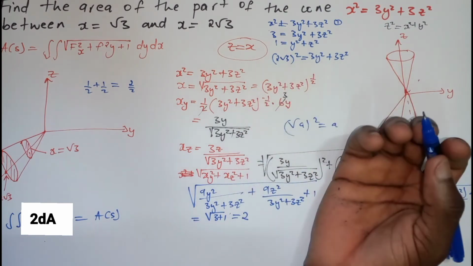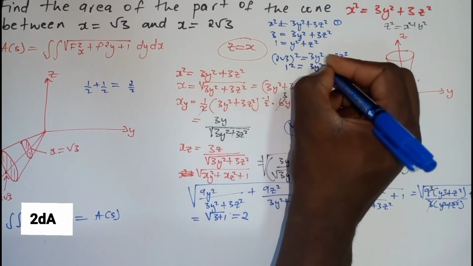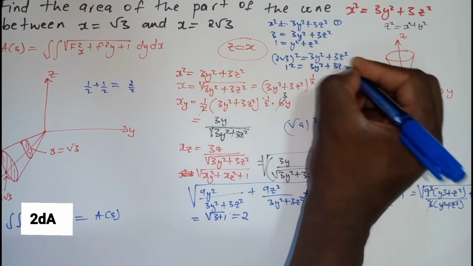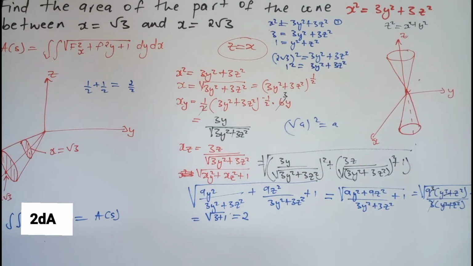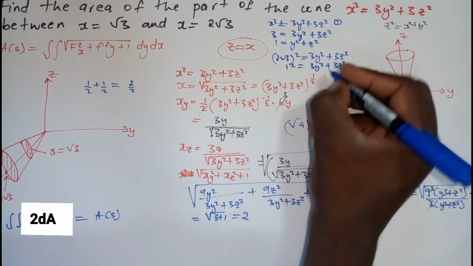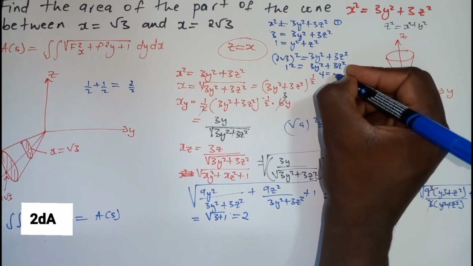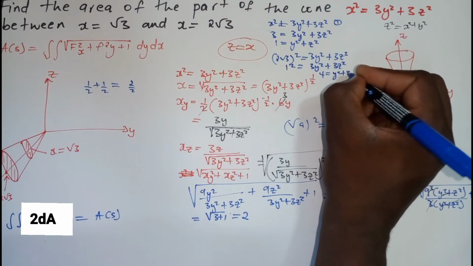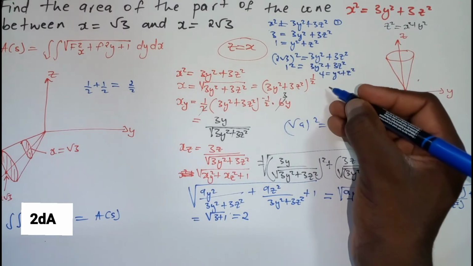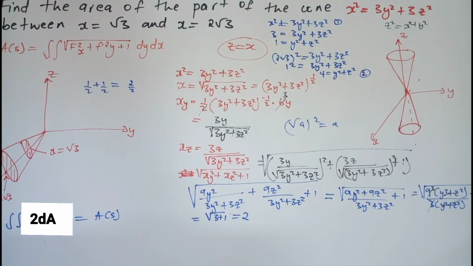Okay, so 4 times 3, that is going to give us 12, is equal to 3y squared plus 3z squared. If we divide each and every term by 3 right here, you're going to have 4 equal to y squared plus z squared, and this is a circle with radius 2. So these are our limits.